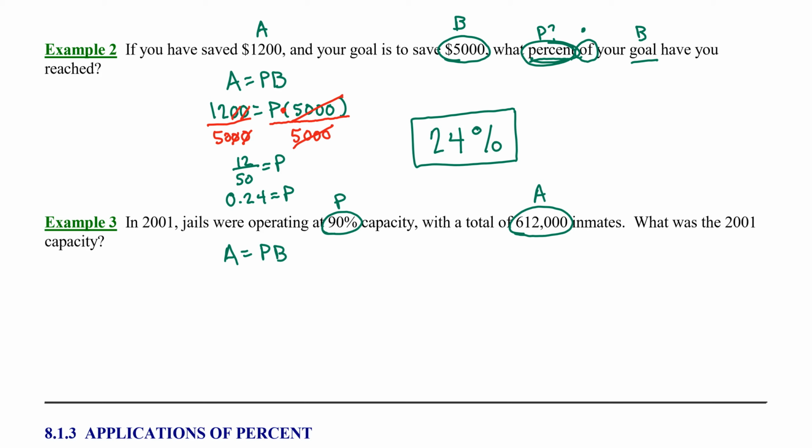It's the portion of the capacity. We're trying to figure out what the capacity is. What's the total capacity? So we're going to plug the 612,000 in for A. For P, we're going to use 90%, or as a decimal, that's 0.9 times B. Once again, we're going to use a little bit of algebra here to isolate B. We're going to divide both sides by 0.9.